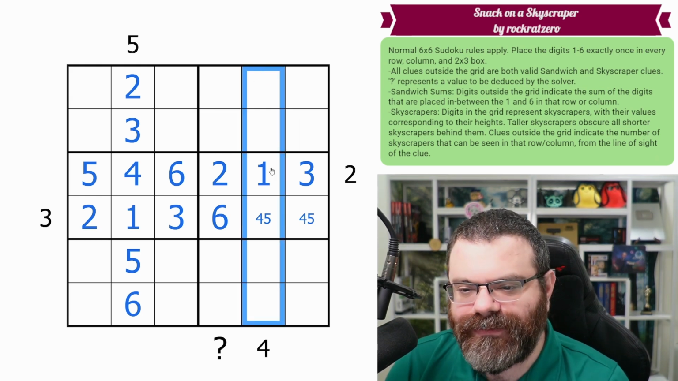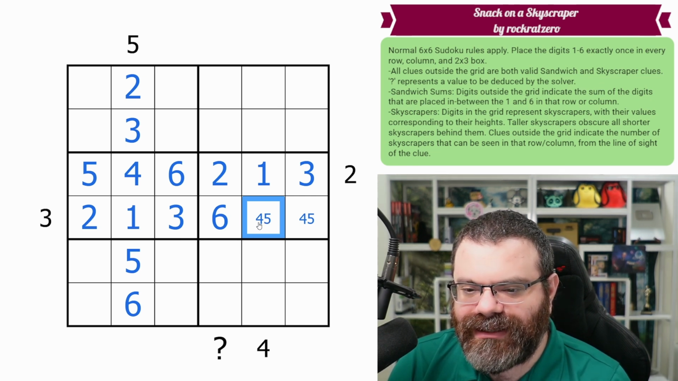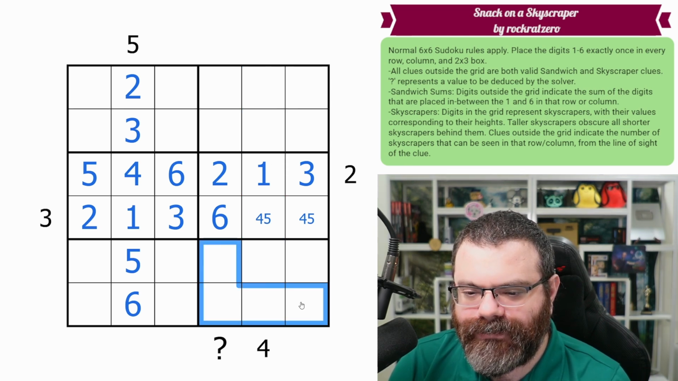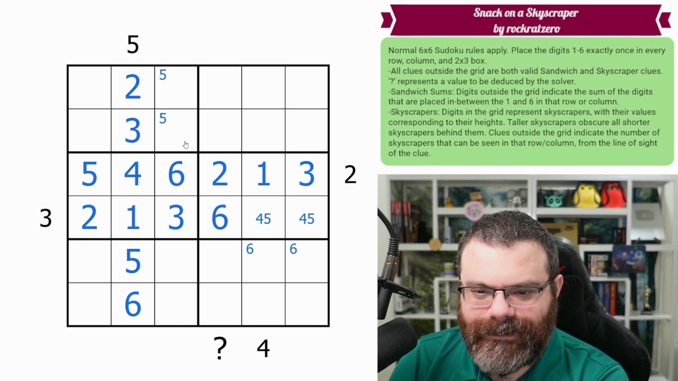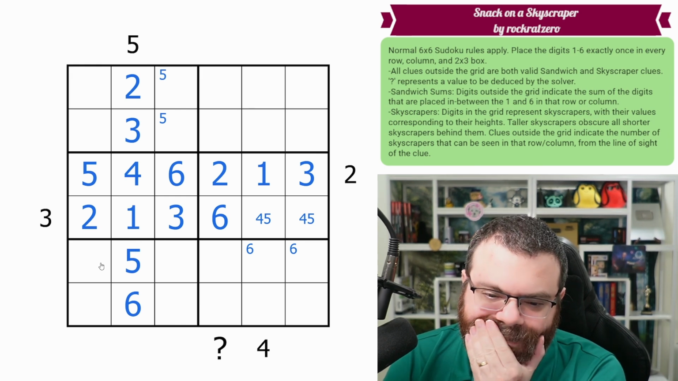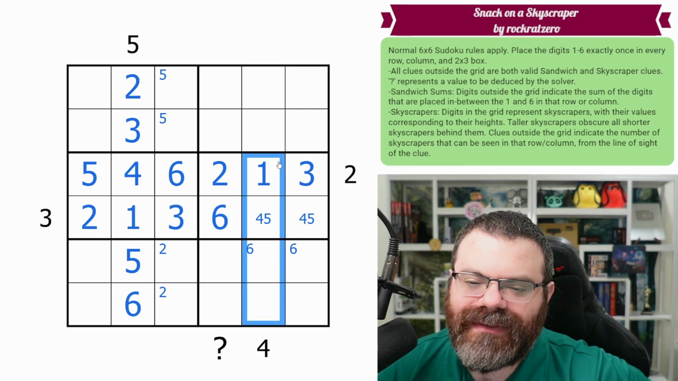All right, let's look at this 4 then. This 4, 5 is going to block a bunch of digits, right? We can't see anything less than a 3 beyond it. Do we know anything about Sudoku here? That might help. Not as much as you'd think. 5 is up here. 2 is down here. Yeah, I don't think this is going to help. Okay, I got to think about this 4 skyscraper, I think.